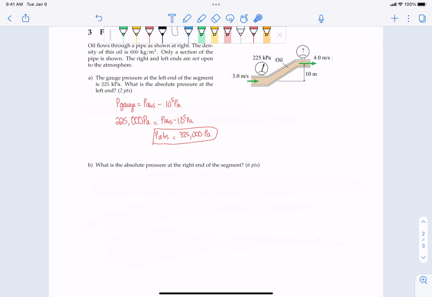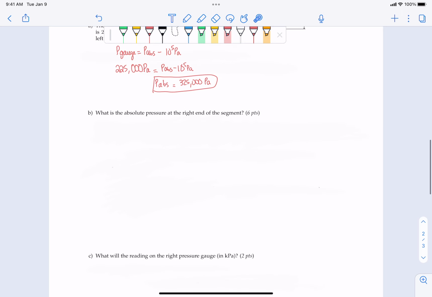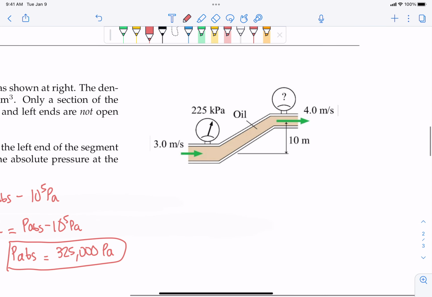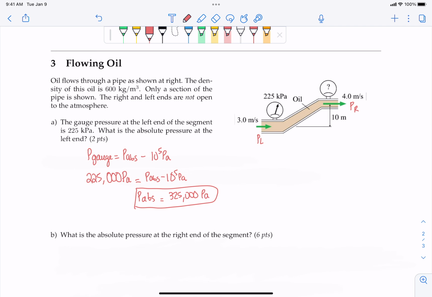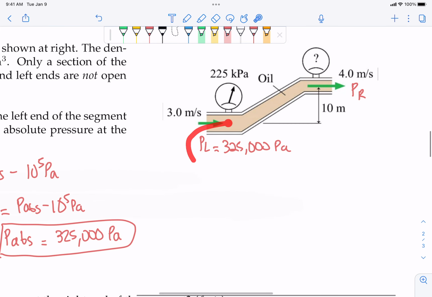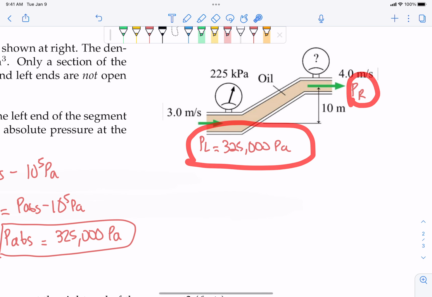Okay. Now, part B is asking us to figure out the absolute pressure at the right end of the segment. This is PL, P left, and P right. So we're trying to figure out PR, that's unknown. But we know that PL has an absolute pressure of 325,000 pascals. So we have this information.